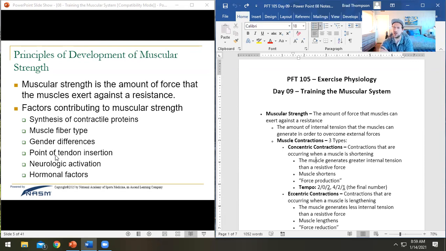Because this is kind of an interesting one. Sometimes we'll look at where a muscle has its tendon inserting, and that actually changes how much force it can generate. Take a look here. If I squeeze my bicep, you can see I've got a big gap between my bicep and the rest of my arm.